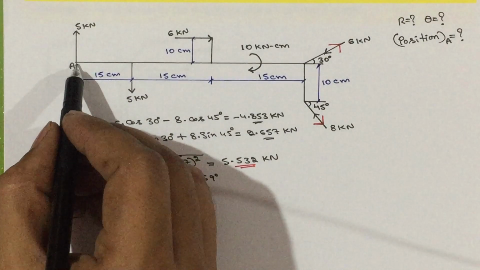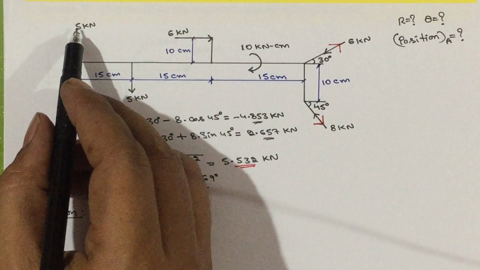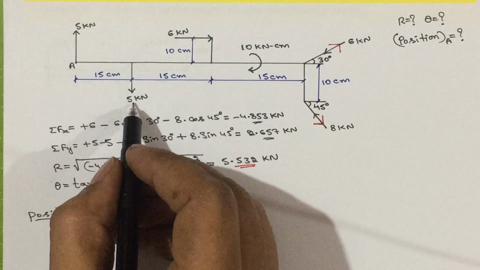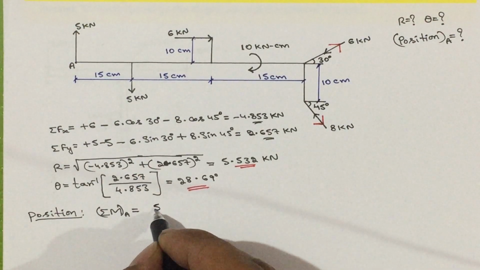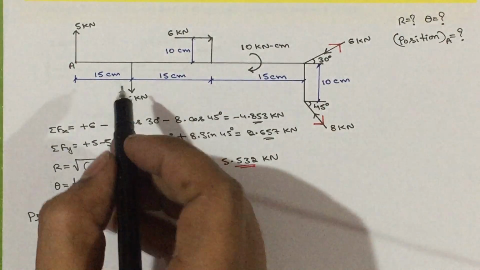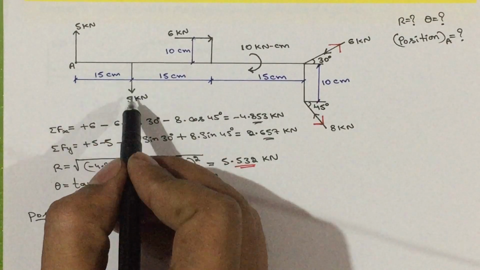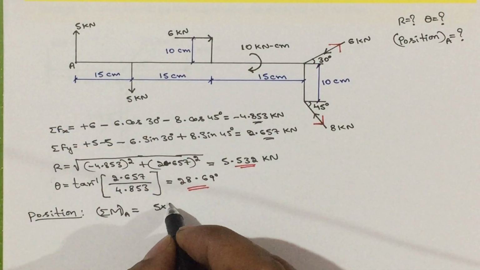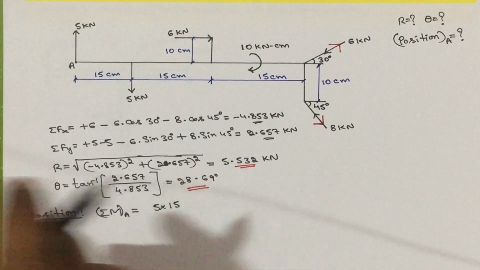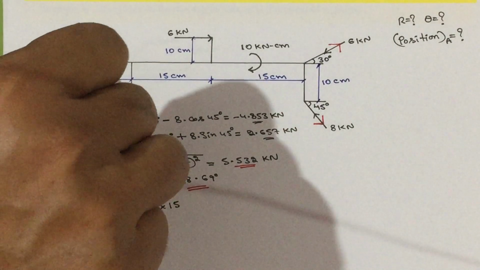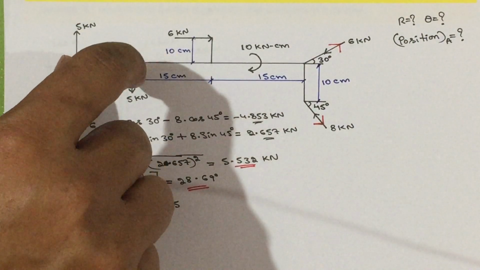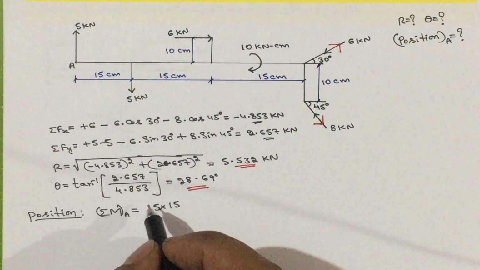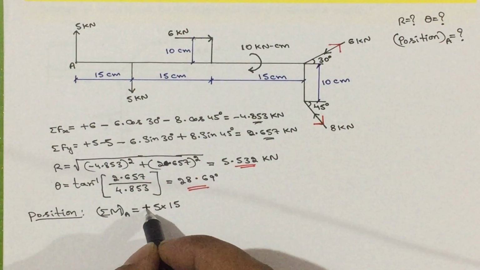Here A point is the moment center, so the 5 Newton force is passing through that point, therefore moment is 0. Then next one is 5 into perpendicular distance between this 5 kilonewton line and A point, which is 15 centimeter, multiply by 15. If you keep your thumb at the A point and rotate your forefinger in the direction of the force, it will rotate in clockwise direction, so positive.